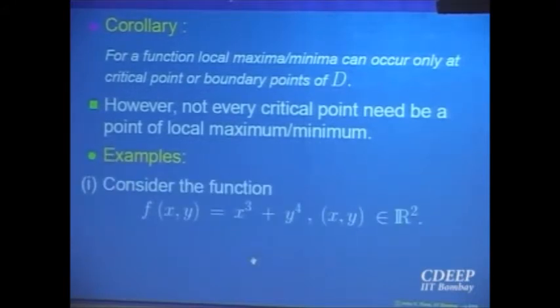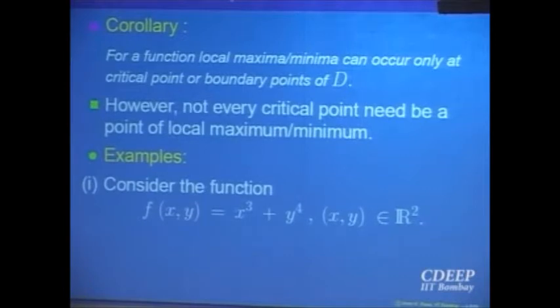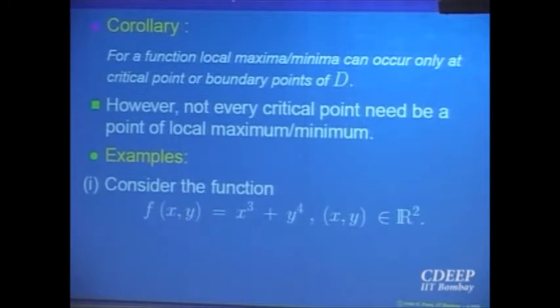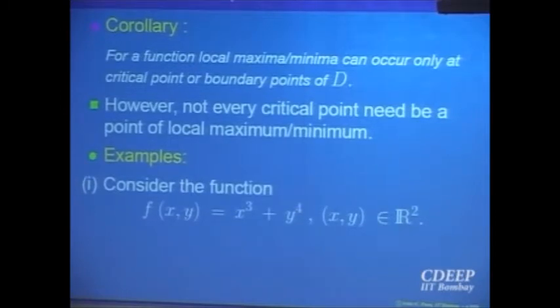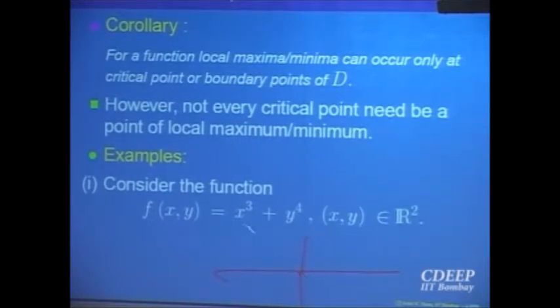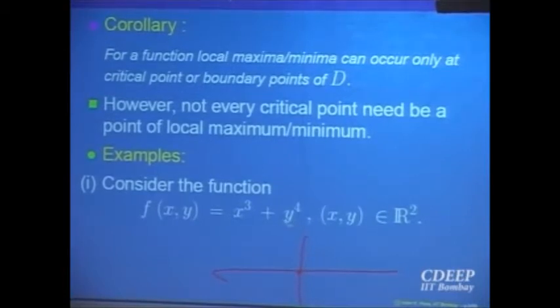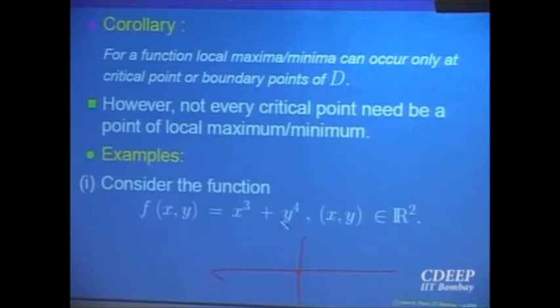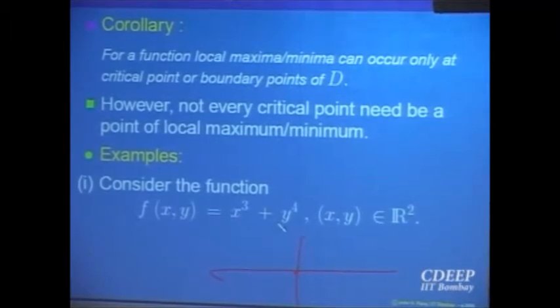Look at the example f(x,y) is equal to x cube plus y to the 4. So what is the value at 0, 0? Value at 0, 0 is 0. Okay. So let me try to draw a picture. Now in this, let us take a direction along x is 0. That means I want to move only along the y-axis in the domain.